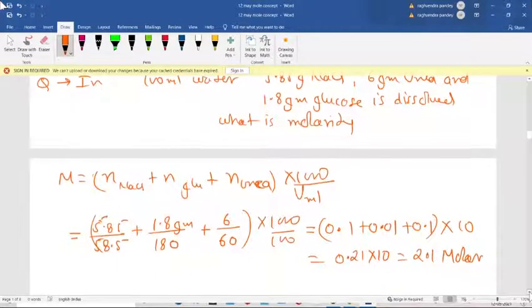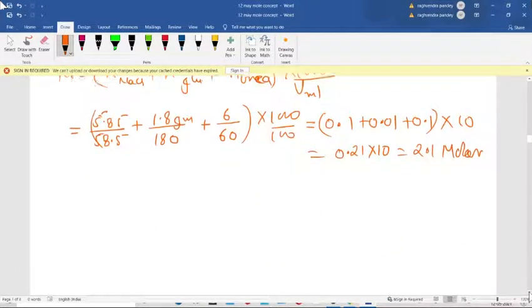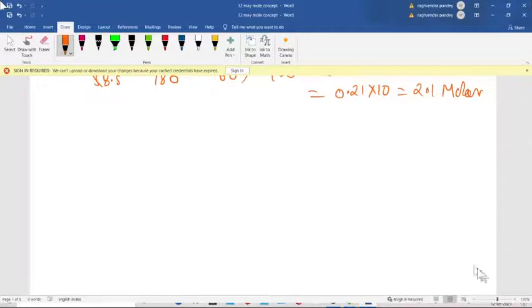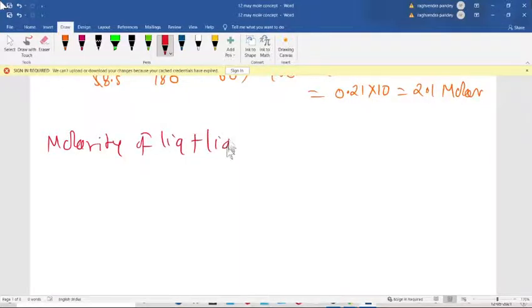Okay. Now, one thing that I left for the molarity is the molarity of liquid plus liquid solution. Now, in liquid plus liquid, suppose you take water plus ethanol.